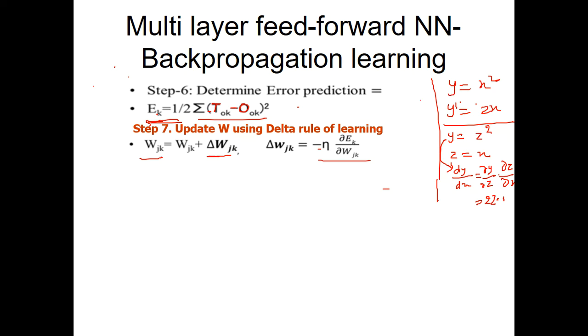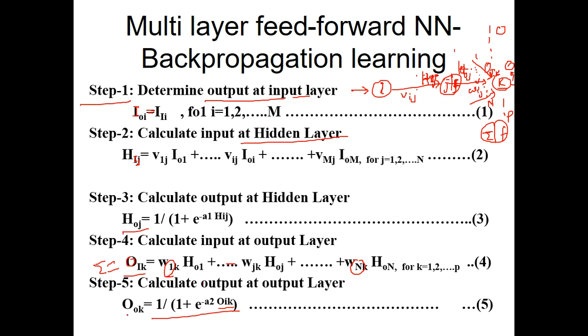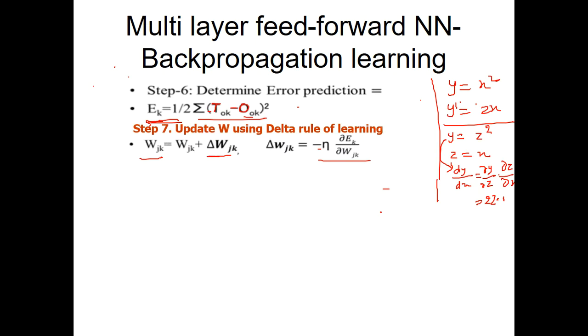So here EK contains OK and OK contains WJK. If you go back, OK contains OIK and OIK contains WJK. It means you have to go 3 steps back. Here, I, J, K. Having the OOK here, you compared with the actual output and computed EK.